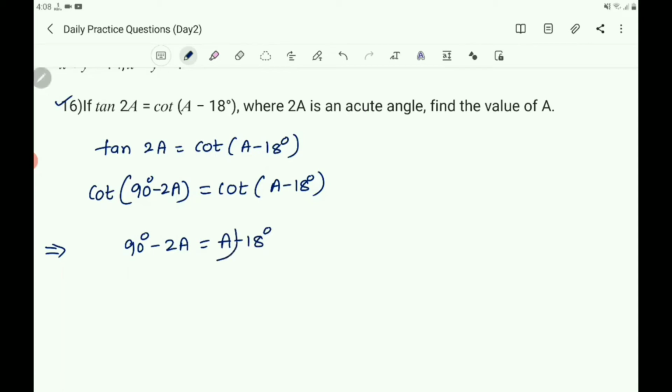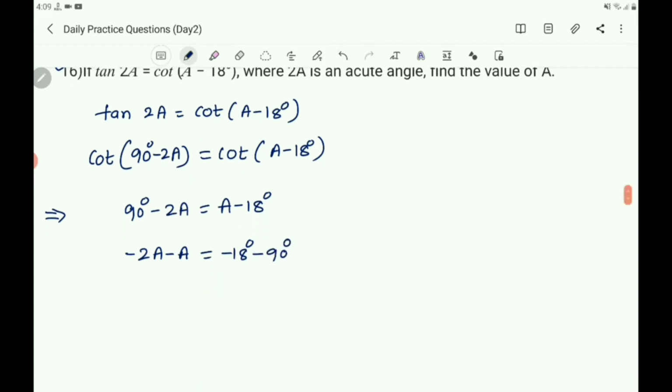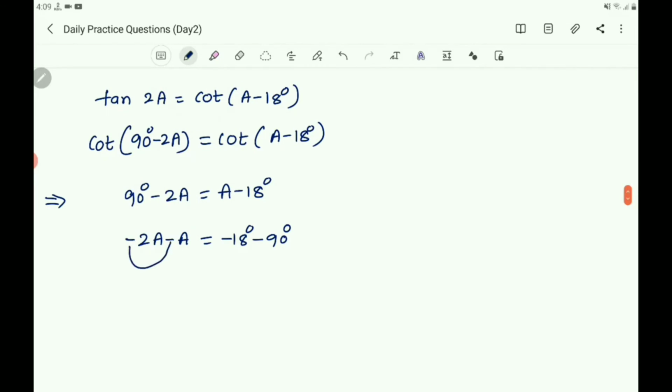Now transfer a to the LHS and this 90 to the RHS, because we have to find the value of a. So you write minus 2a and transfer this a to the LHS. This becomes minus a, and minus 18 degrees you write as it is, and transfer this 90 degrees to the RHS. That becomes minus 90 degrees. Here these two have the same sign. Add them and put the negative sign.